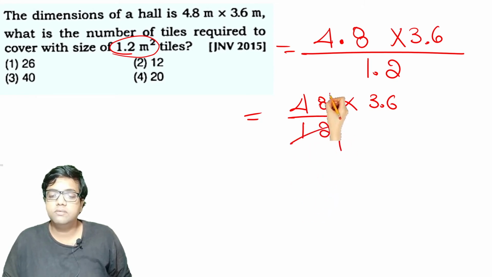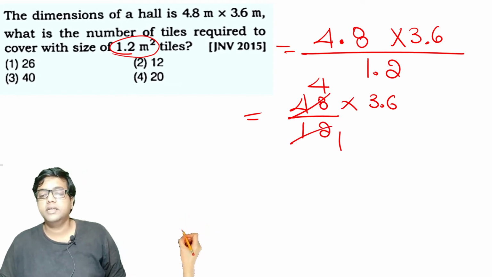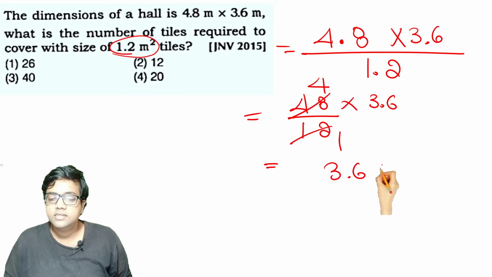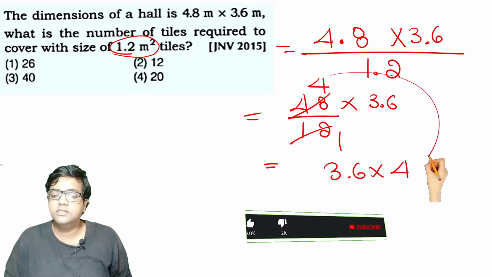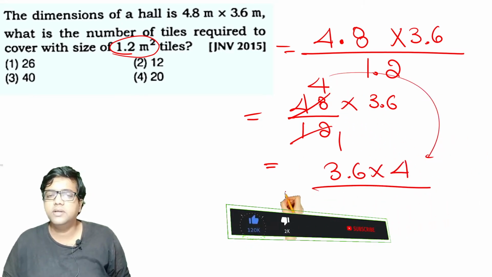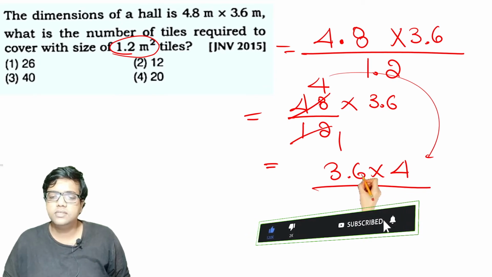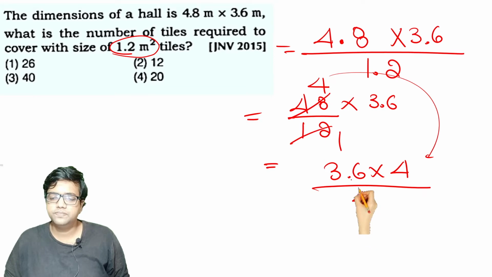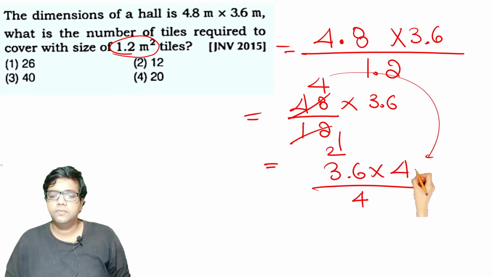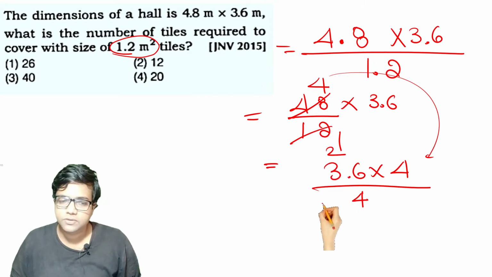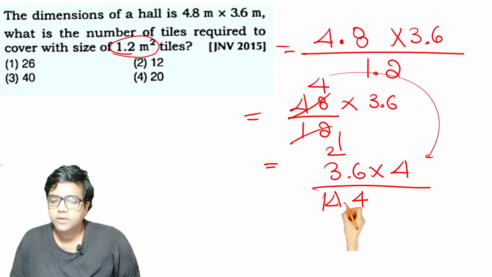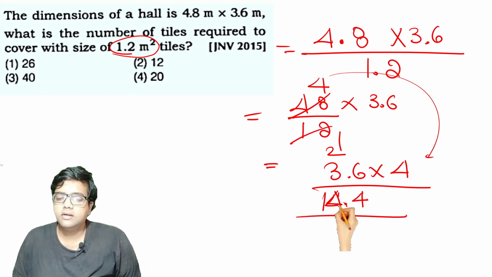12 ones are 12, 12 fours are 48. Now we are left with 3.6 into 4. I'm taking this 4 on the other side, so the multiplication becomes easier. 4 sixes are 24, 4 threes are 12 plus 2, 14, so 144. So 14.4 is the right answer for this question.